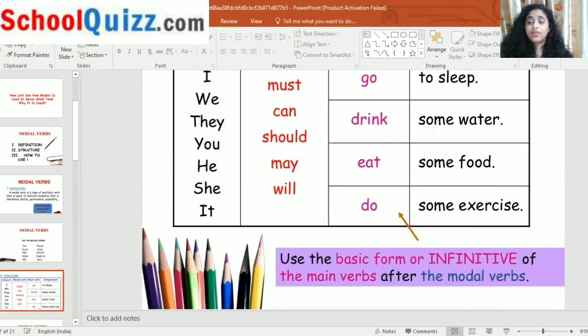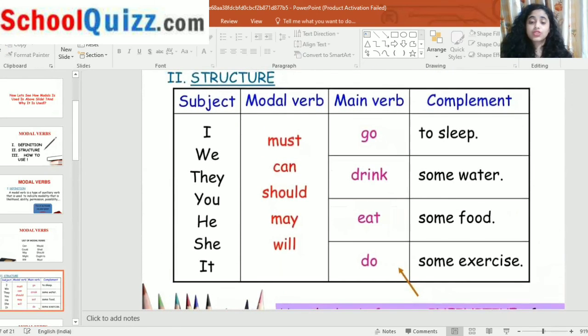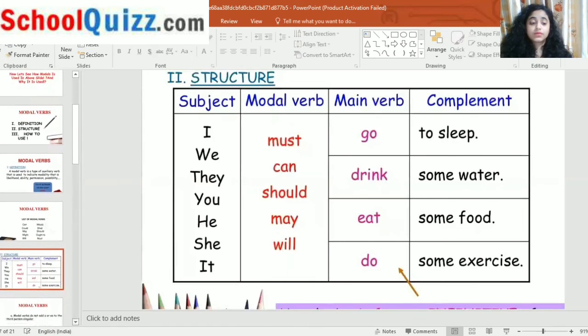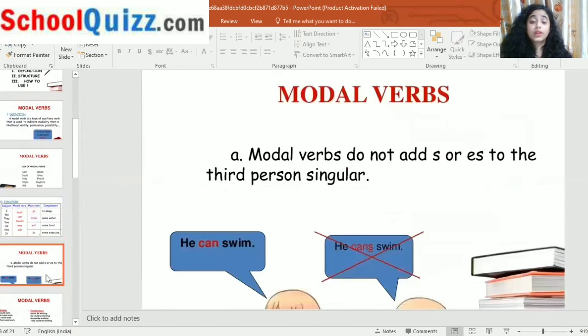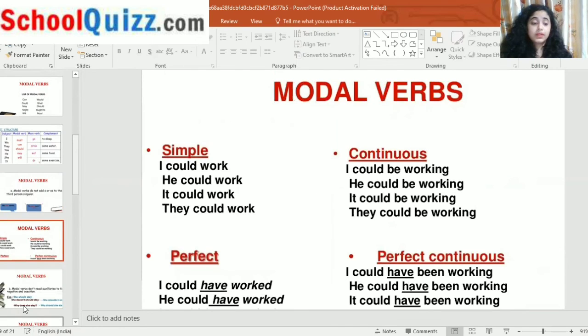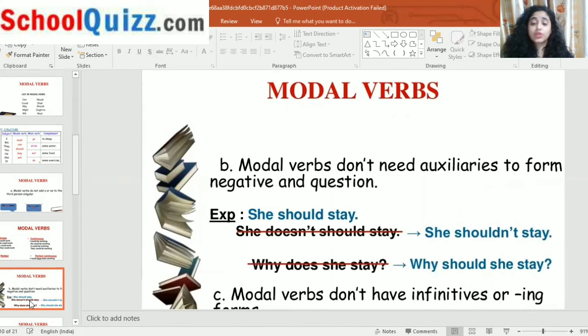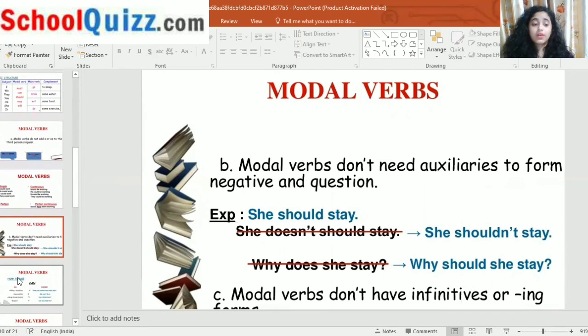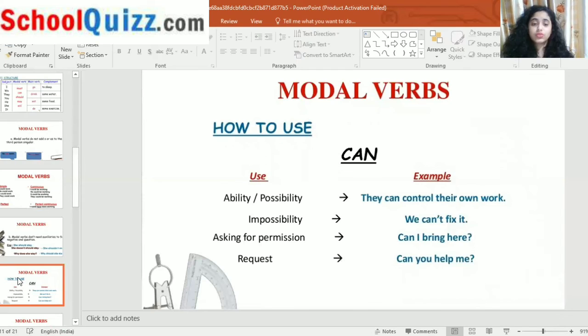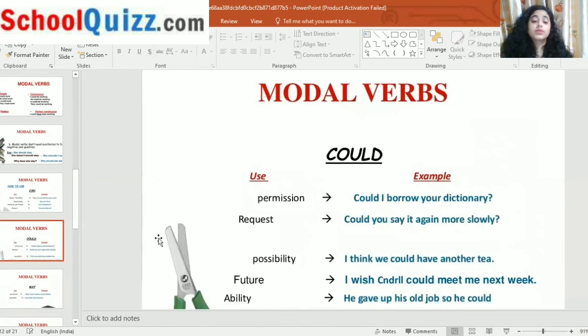Now, this is the table with some examples, and how the structure is given. Just go through it. Modal verbs: s cannot be added here. It can be written in simple, continuous forms that way. Modal verbs don't need auxiliaries to form negatives and questions. So, she shouldn't. That way it could be written. How to use can: it can be used for ability, possibility, impossibility, asking for permission and request. Could can be used for permission, request, possibility, future, ability.